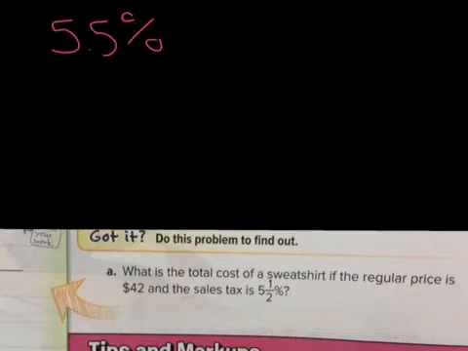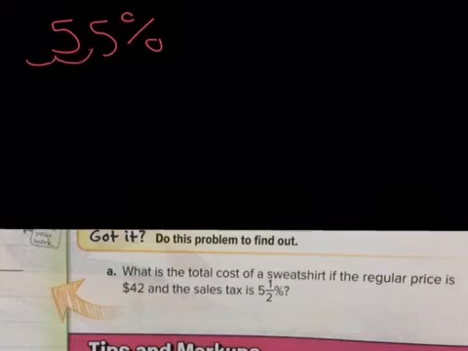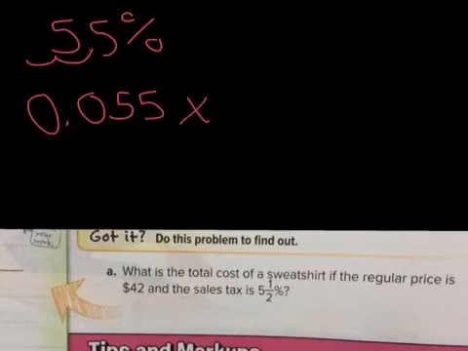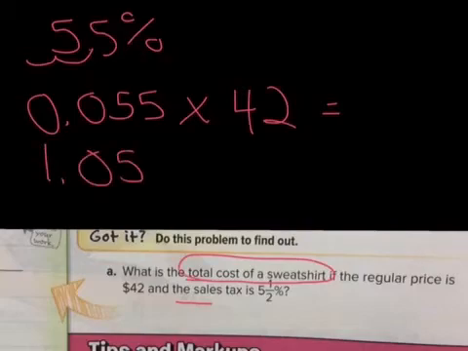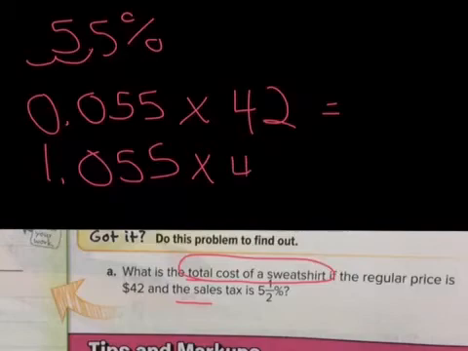5.5%. Let's change that over to a decimal, so it goes over 2 times. It goes 0.055, right? Times 42. That's going to give you your sales tax. But they want the total cost of the sweatshirt. So this is not going to be enough. We have to change it to 1.055, because this 1 is going to include this 42, and the 0.055 will give us the tax. And so we take that and we multiply it by 42.